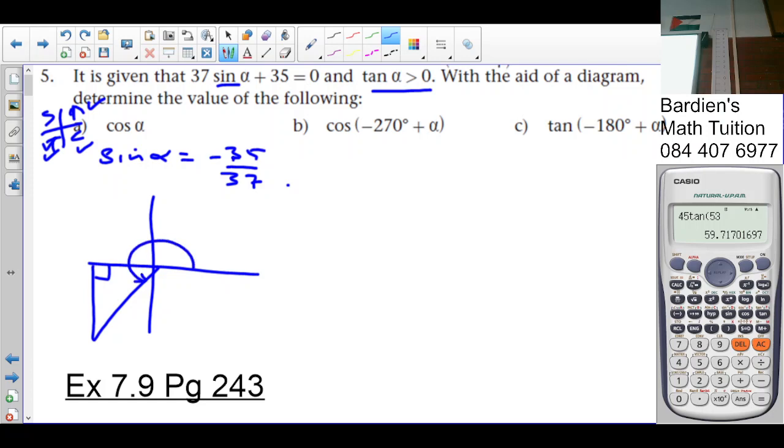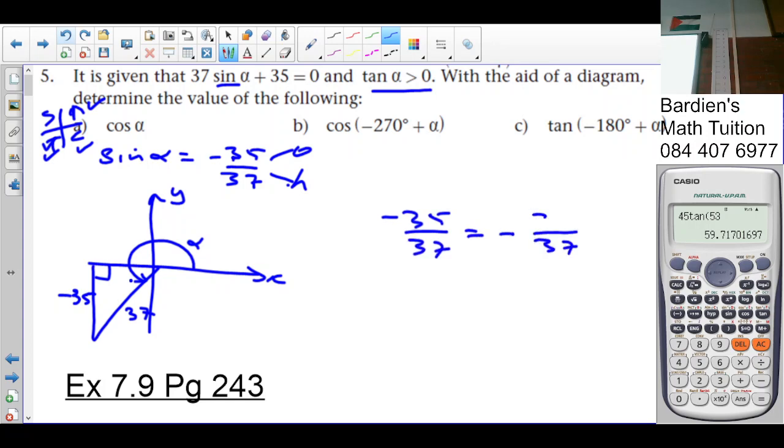Here's my angle, always comes from the positive x-axis. Sine stands for opposite over hypotenuse. So 35 is my opposite, relative to that angle there. And my hypotenuse is 37. The hypotenuse is never negative. So that negative sign belongs to the 35. Also, remember that negative 35 over 37 can be written as 35 over negative 37. All of those are the same. It doesn't mean that the negative I wrote on top belongs to anything other than the 35. You understand?